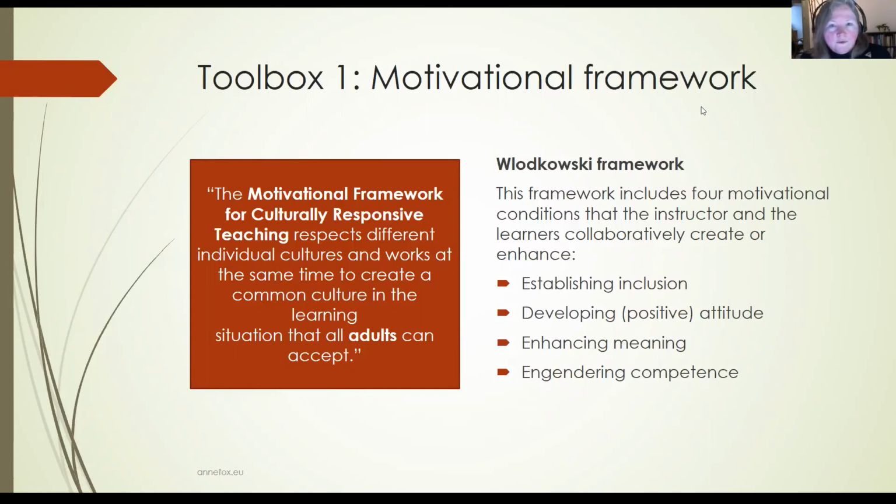So Wlodkowski calls this the motivational framework for culturally responsive teaching. And basically, I'm looking on the left-hand side now. This is about respecting different individual cultures, and works at the same time to create a common culture in the learning situation that all adults can accept. And I highlighted adults because this is an indication that this has some value to our work.